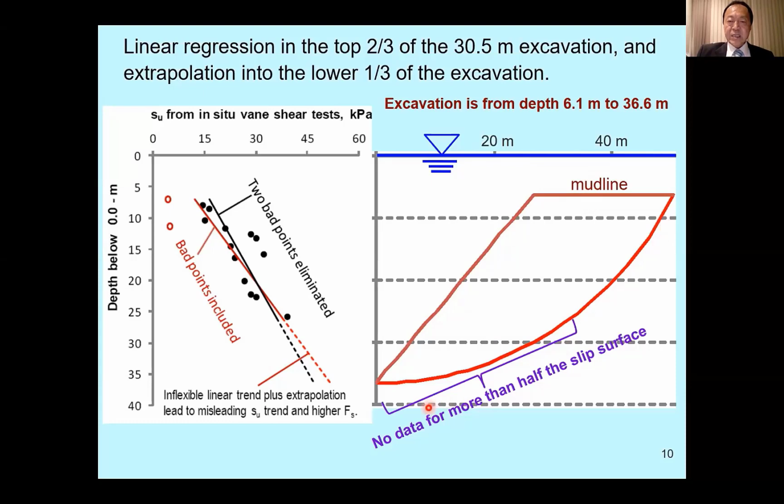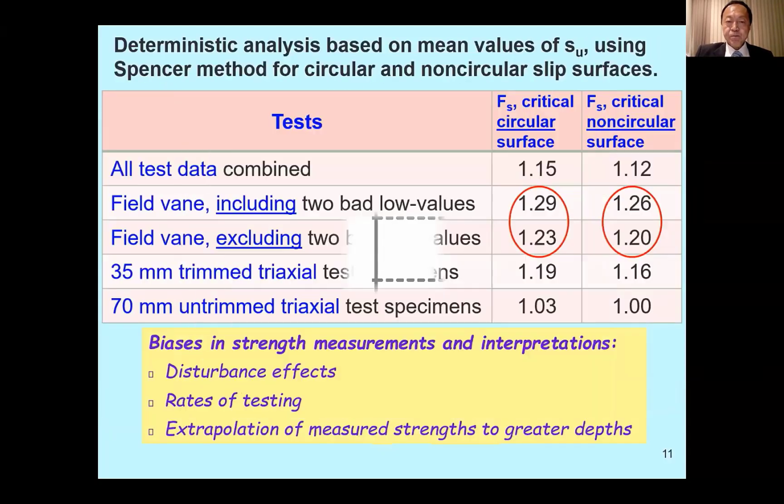2/3 depth for a circular surface is actually about at the midpoint of the slip circle. And therefore, you can see that this portion of the slip surface is based on extrapolated values. It's interesting to note that if you include the bad points, the lower portion of the fitted linear trend is actually higher than the black dash curve, which excludes the bad points.